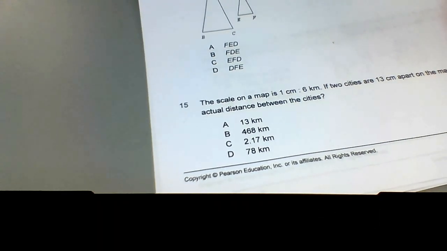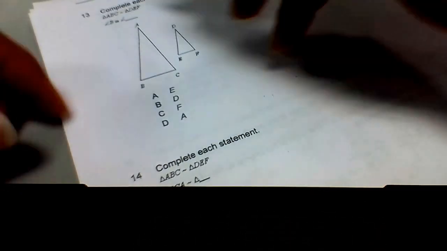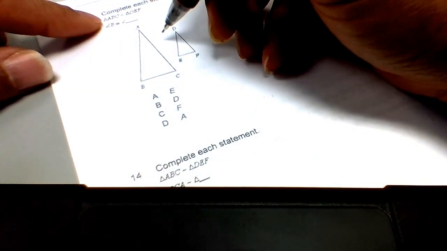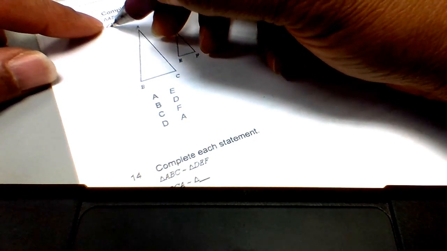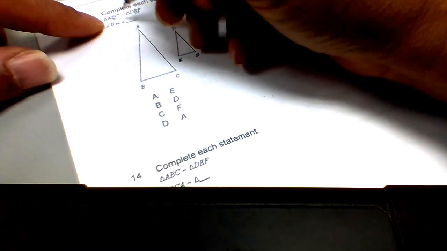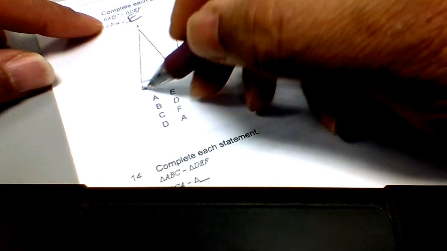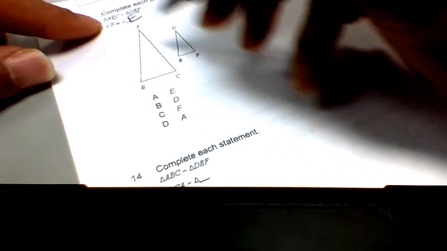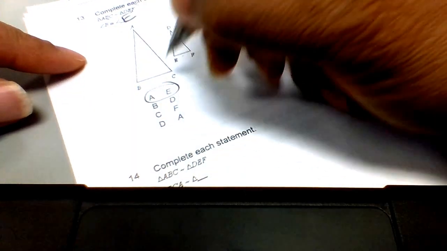All right, problem number 13. These two are similar to each other. So angle B is the second letter. So what letter is coordinated with that? Angle E. And if we take a look at the picture, you can see B and E. But again, go to this. This is more important than the picture. So E, so the answer is A.